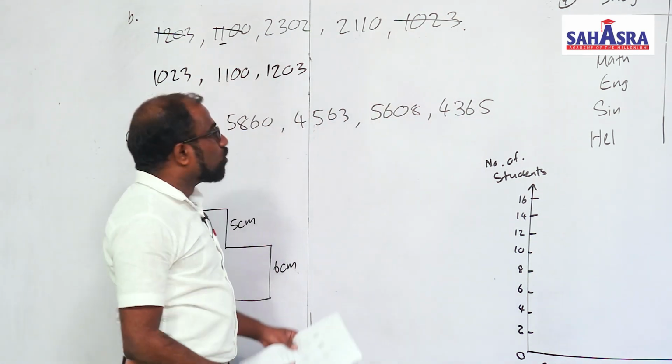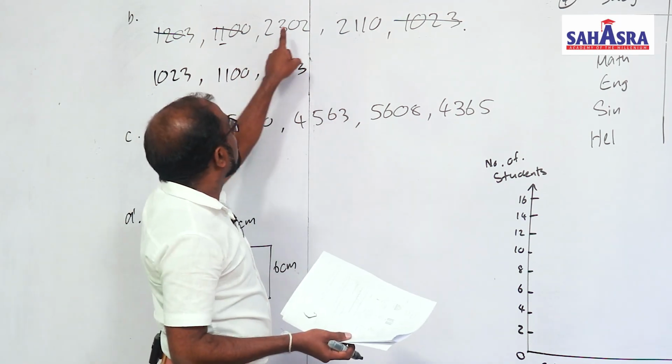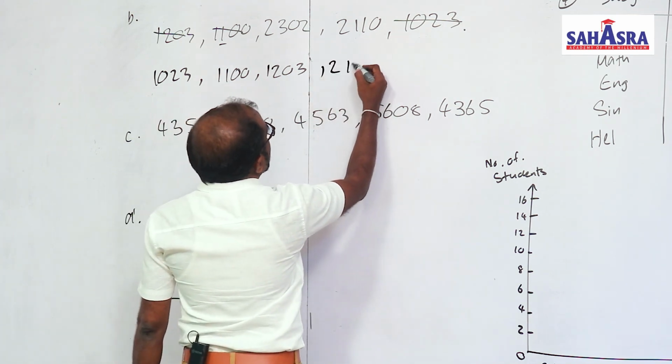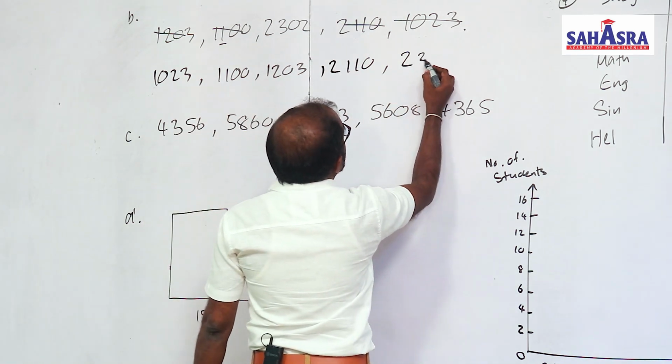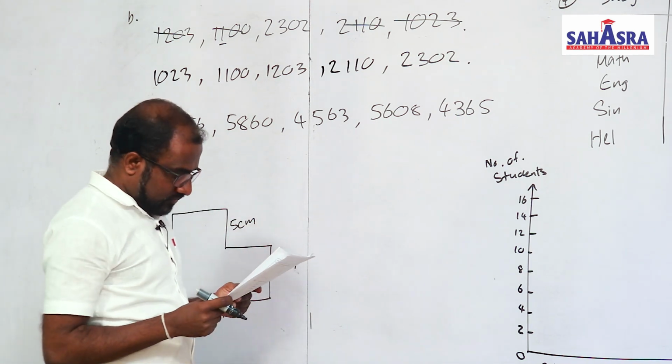Okay. Now go to the next place value, 1000, 2000. So check the next place value, 100, 300, here 100. So 2110 and the largest number is 2302.